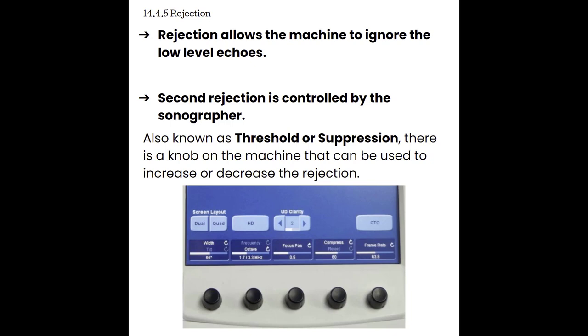Rejection in this case is also known as threshold or suppression. And again, there's typically a knob on the machine that you can use to increase or decrease the rejection. So here again, we have an example of a touch screen with the soft keys underneath it. Here, compression and rejection are on the same knob. Notice rejection is not highlighted, so the sonographer would need to push this button in. That would highlight rejection and then allow them to adjust it.